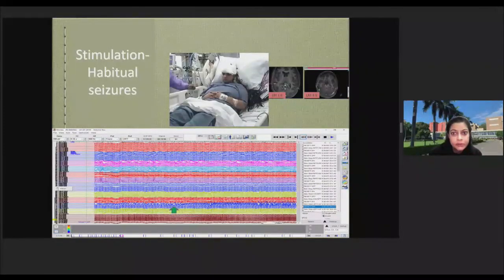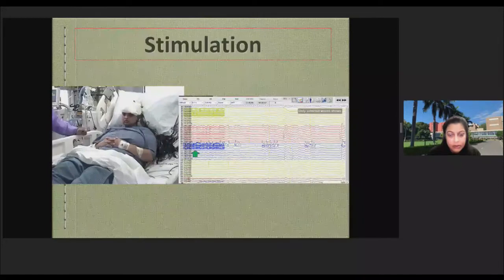So then we did perform stimulation, and the stimulation produced the habitual events in these areas, which is left middle temporal again, followed by the left posterior temporal. A low voltage, high frequency activity is seen. This is post stimulation, the bursts are seen here.